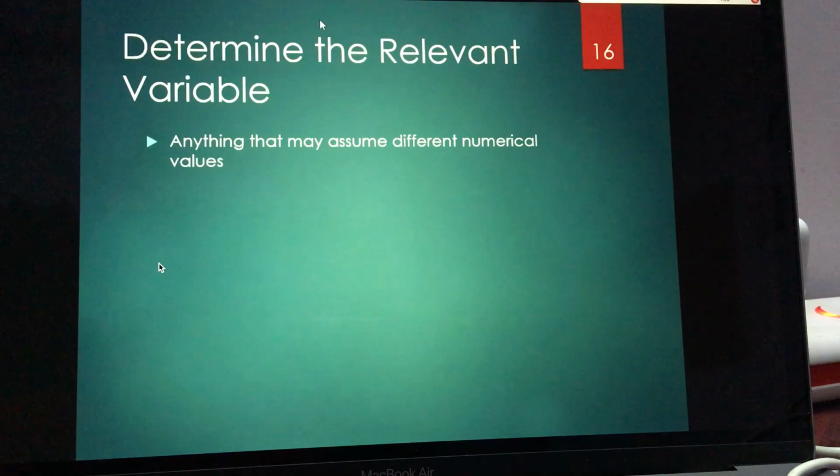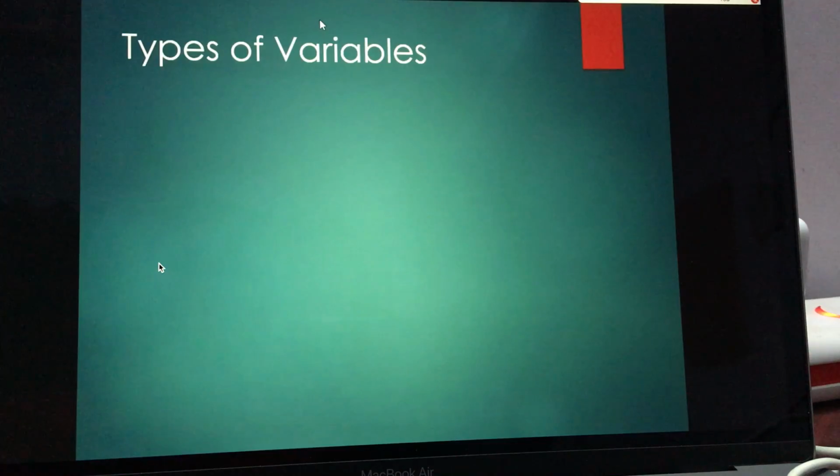These are all variables, right? So at this point in time, just understand that when I say variable, what I mean is basically factors which affect the problem or the research questions. Okay, so that's a piece.